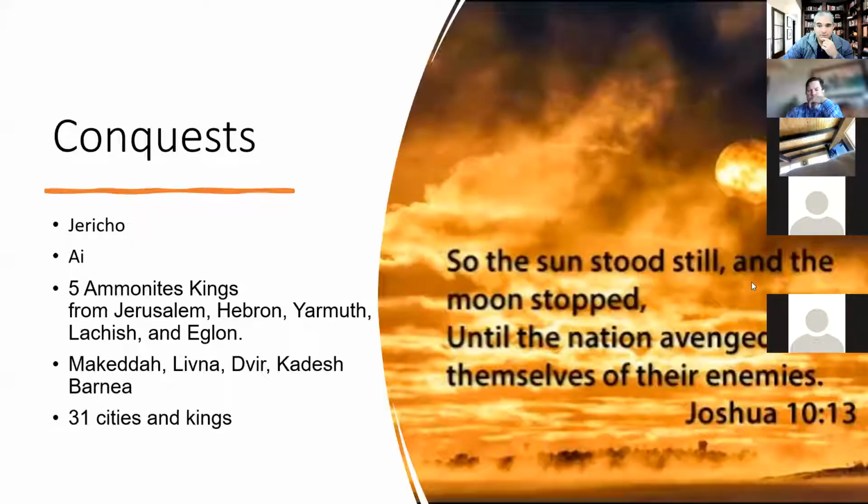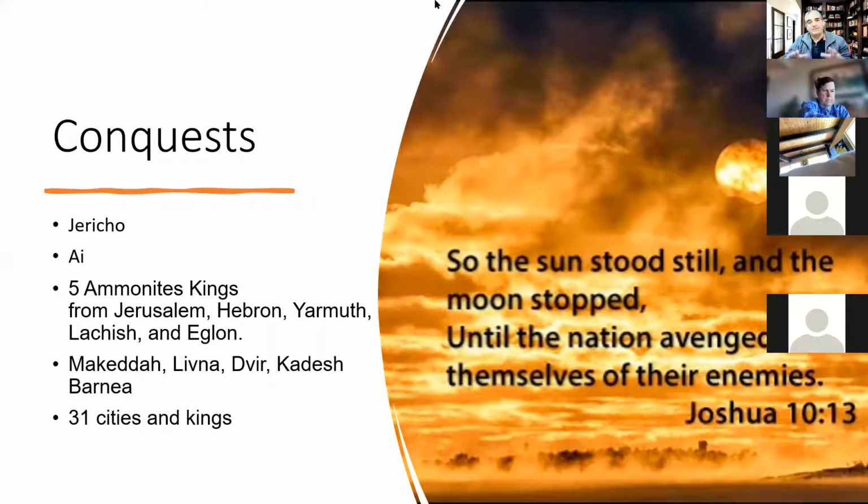When we look at one of the main conquests, the first story, of course, is the story of Jericho. After Joshua crosses the Jordan River, the first city that he encounters is the city of Jericho, followed by Ai. After Ai, he goes up to the mountains where he finds the alliance of the five southern kings: the king of Jerusalem, the king of Hebron, the king of Yarmuth, the king of Lachish, and the king of Eglon. We're going to speak about this in a second.